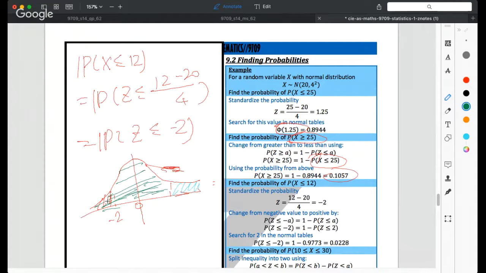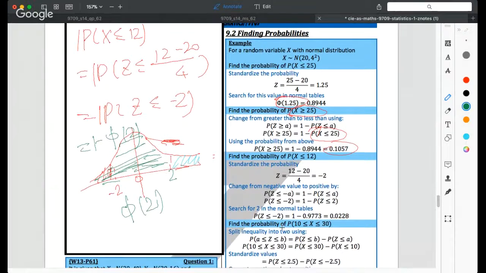So by symmetry, the red area is what we are going to find. And by symmetry, the red area equals the blue area. And the blue area equals 1 minus the green area, because the sum of everything is 1, right? And this is 2. And we know that the green area is phi of 2. So this one is just 1 minus phi of 2. So we find the value corresponding to 2, and then we use 1 minus that. The value corresponding to 2 is 0.9773. And we get our final result.